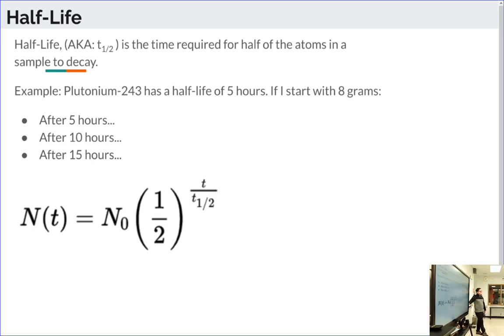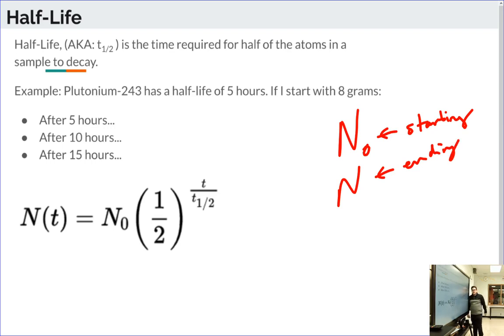Is that a zero? It's a zero. This is a function. N being the number of, n sub naught, so this is n naught. This is your original, or your starting amount. N is your ending amount.